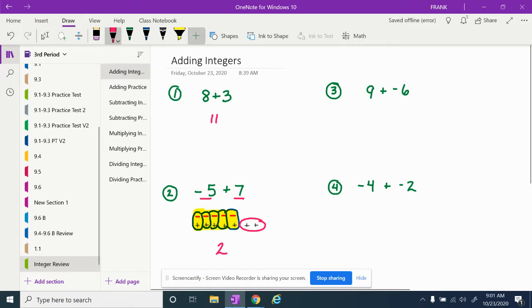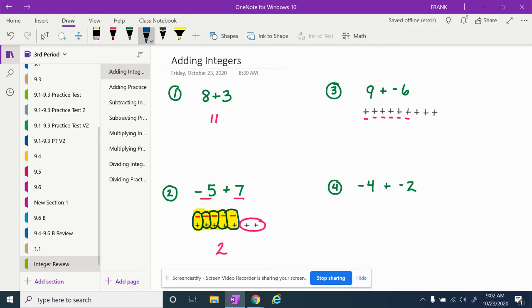So we'll do one more where we're going to write out what it looks like. So I have 9 positives. So there's 1, 2, 3, 4, 5, 6, 7, 8, 9. And then I'm going to add to it 6 negatives. So I'm going to put 6 negatives right here. 1, 2, 3, 4, 5, 6. Okay? And I stack those so that I can easily cancel out my opposites.